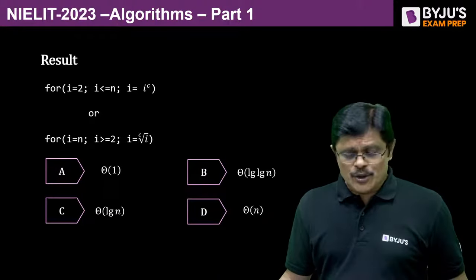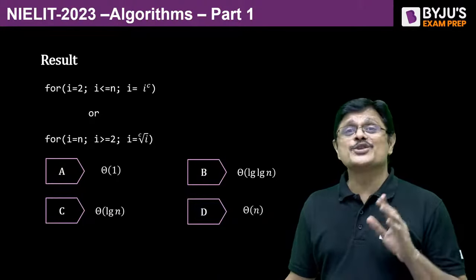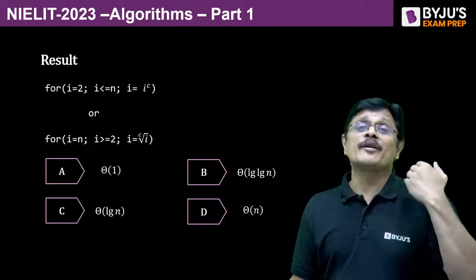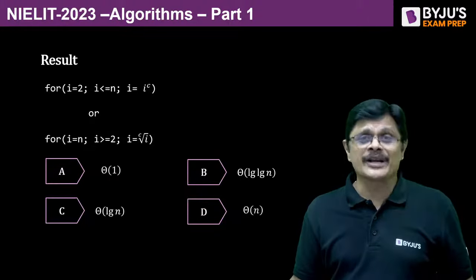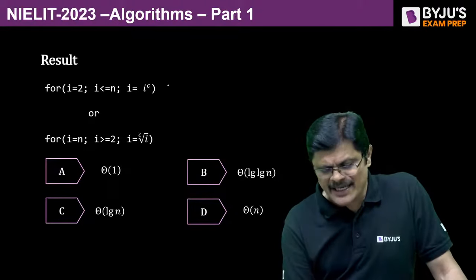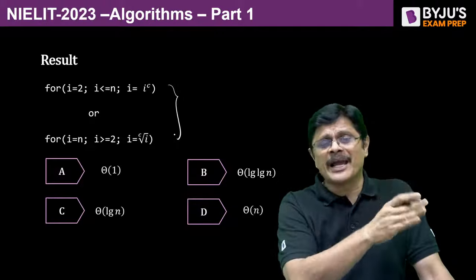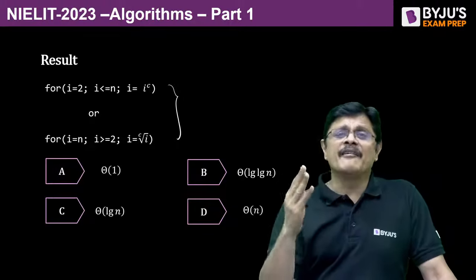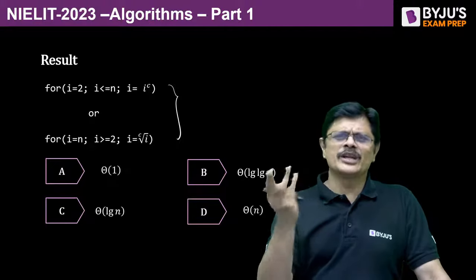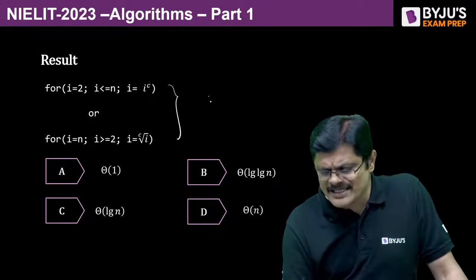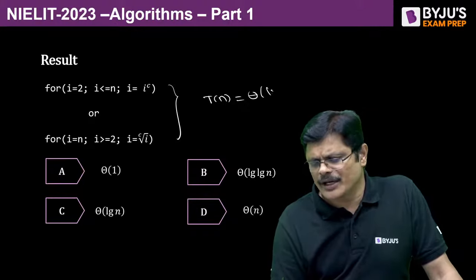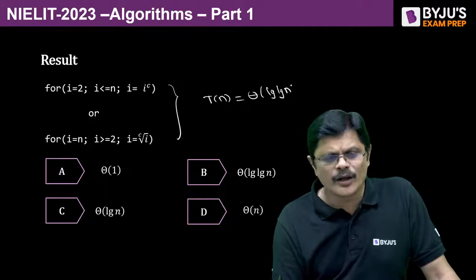Then, here it is 2 to n, where every time you are raising to the power of c, some constant power. It may be power 2, power 3, power 4 and so on. Or starting from n, you are going down to 2, every time raising it to the power 1 by c. c can be 2, 3, 4, any constant. In both cases, the time complexity is given by theta log n.